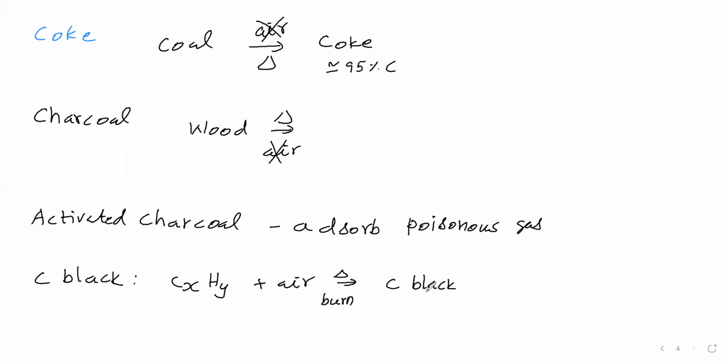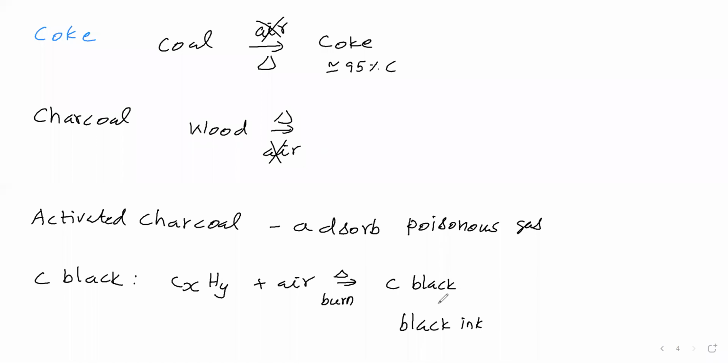This carbon black, where is it used? It is used for preparing black ink. Black ink contains this carbon black. The black color is due to these carbon particles. So black ink contains the black pigment, and the black pigment is this carbon black.